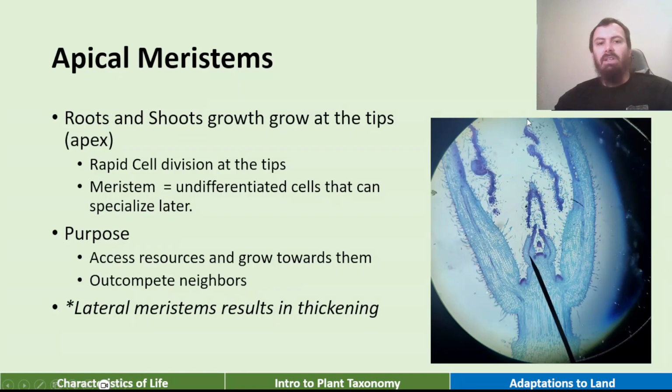And the apical meristem is also down in the roots. This allows them to grow towards resources. It allows them to outcompete neighbors by growing taller, and it allows them to compete in a land-based environment really, really well. Now, there are other types of meristem, particularly lateral meristem, which allows plants to grow wider. Apical meristem allows elongation. Lateral meristem allows thickening.